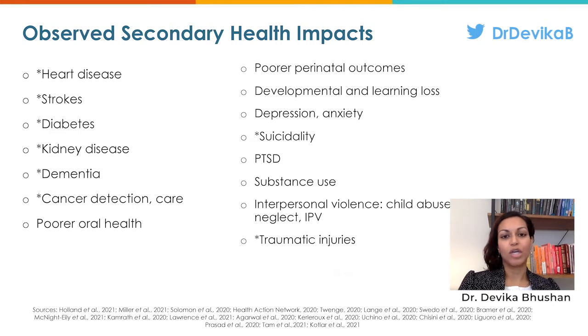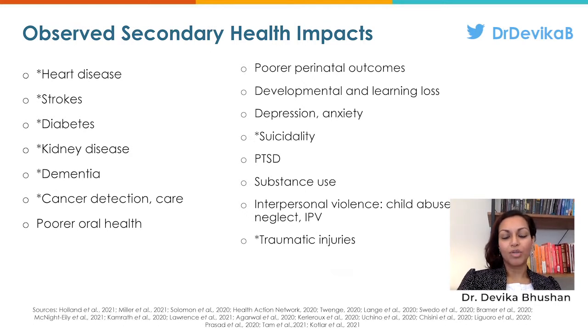And of course, there's been a huge spike in new and recurring mental and behavioral health conditions, including depression, anxiety, suicidality, post-traumatic stress disorder, substance use disorder. And there's also been increases in interpersonal violence, as well as risk factors for violence, like increased firearm purchases, resulting in spikes in child abuse and neglect and in intimate partner violence.